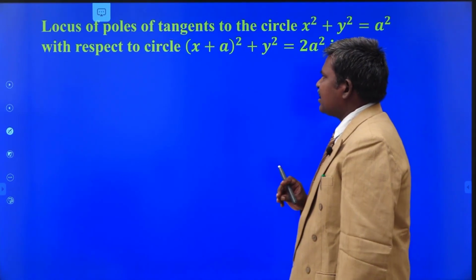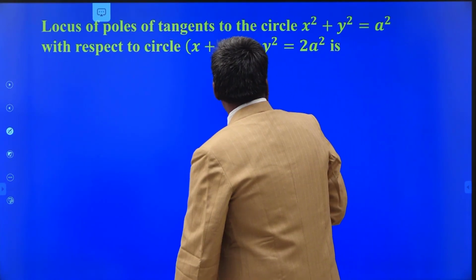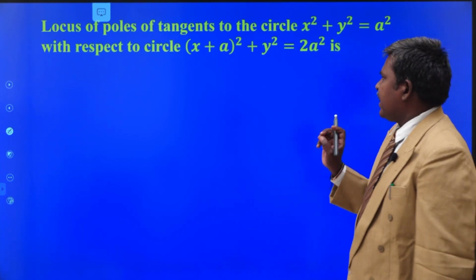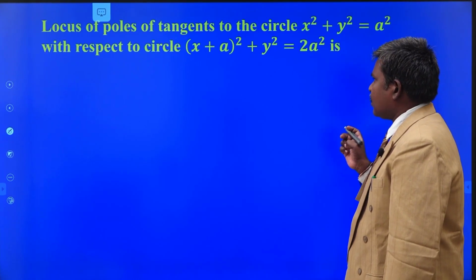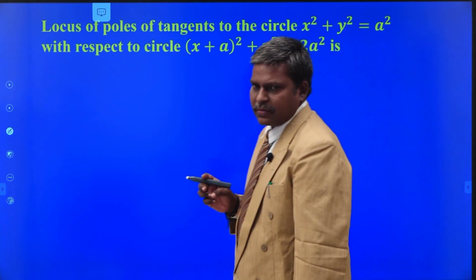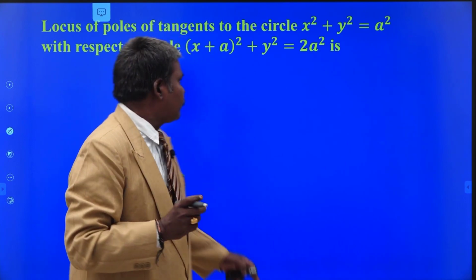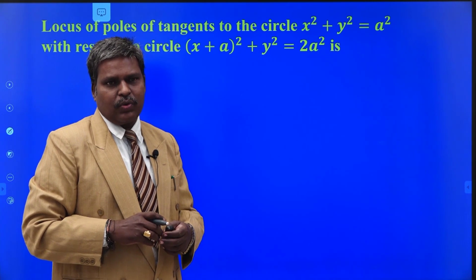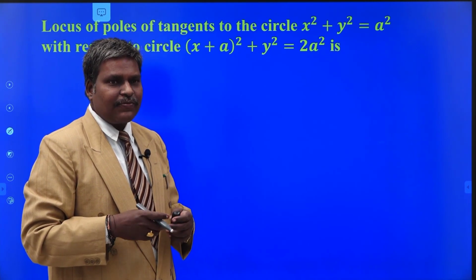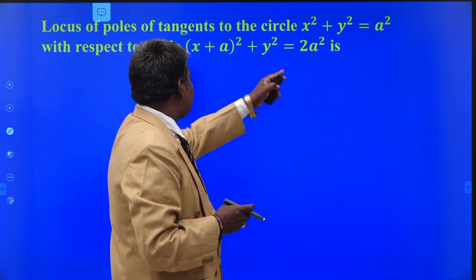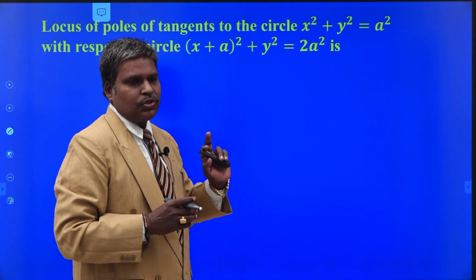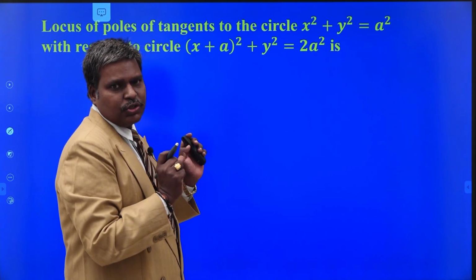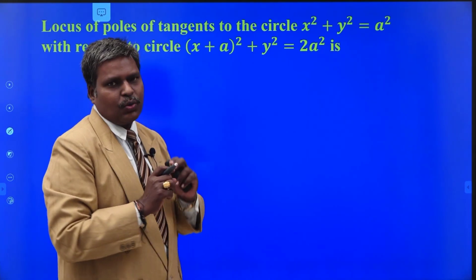See here, locus of poles of tangents to the circle x square plus y square is equal to a square, with respect to the circle x plus a whole square plus y square is equals to 2a square. Very nice question to you. Locus of poles of tangent to the circle. We are going to find out the locus of poles of tangents to the circle with respect to the circle. Students may confuse what it means, how it is getting like that. So many students may be confused by reading the question itself.